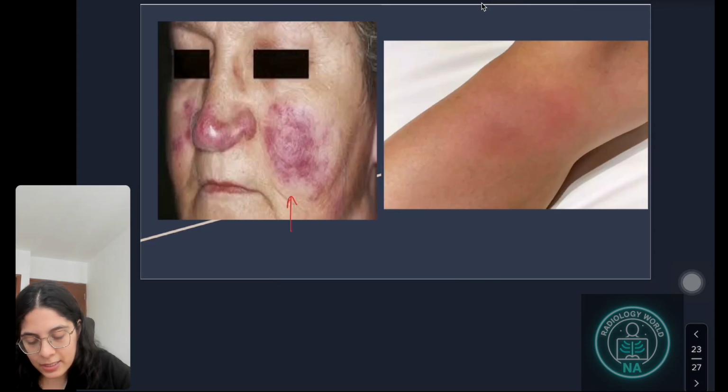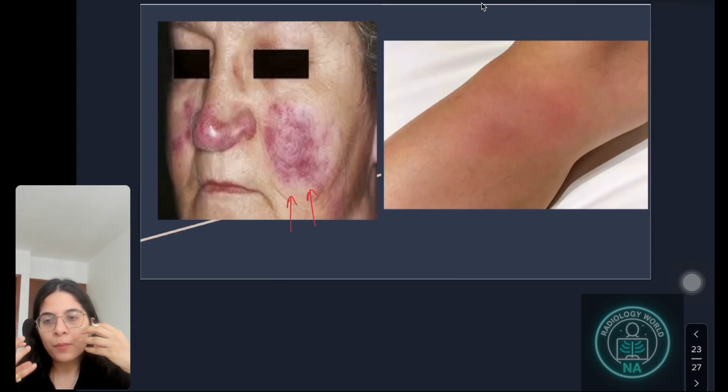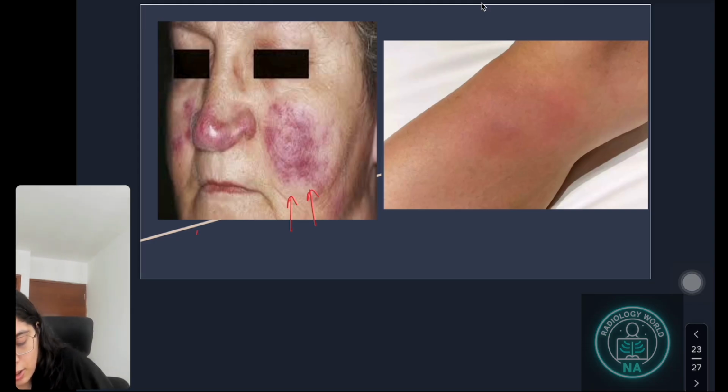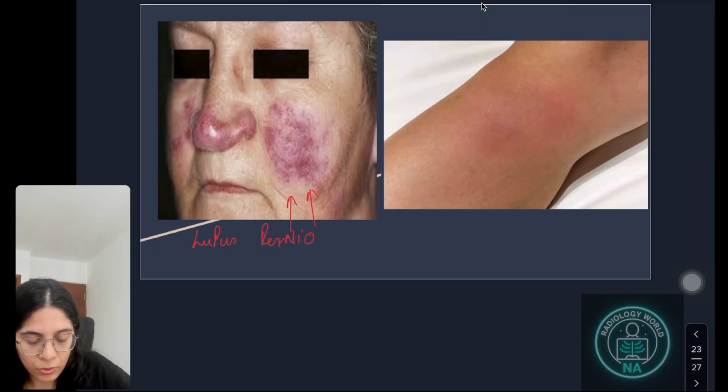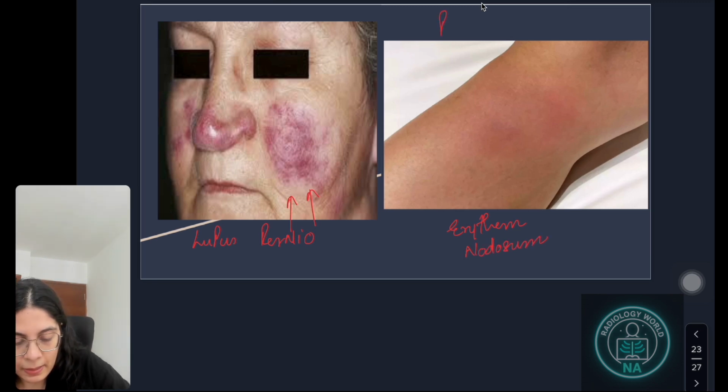You can see that this female patient is presenting with these pruritic, non-tender papules. These are seen in the nose region, the perinasal region, around the cheeks, in this particular area. So that is your lupus pernio. Again, very characteristic of sarcoidosis. And this is erythema nodosum. These are tender nodules which are present on the shin. If we talk about the pathology, it is a panniculitis.